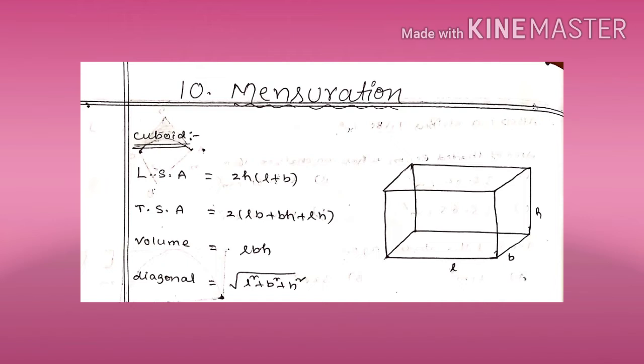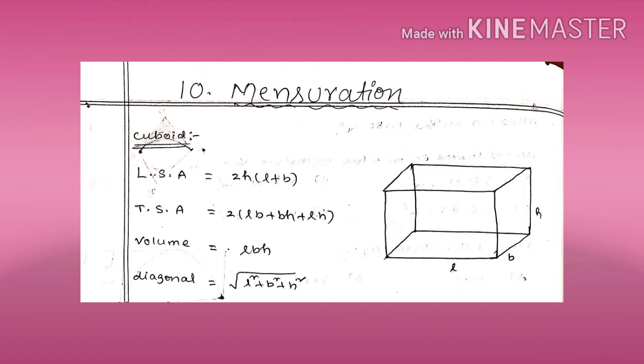Well, the next chapter, 10, mensuration. Lateral surface area of a cuboid is equal to 2h into L plus B. Total surface area or TSA is equal to 2 into LB plus BH plus LH. And volume is equal to LBH. And diagonal is equal to root L square plus B square plus H square.